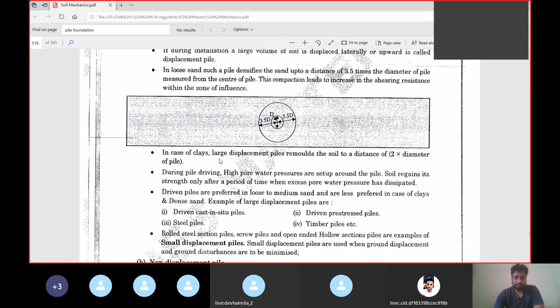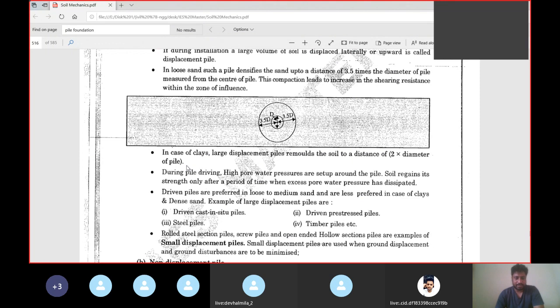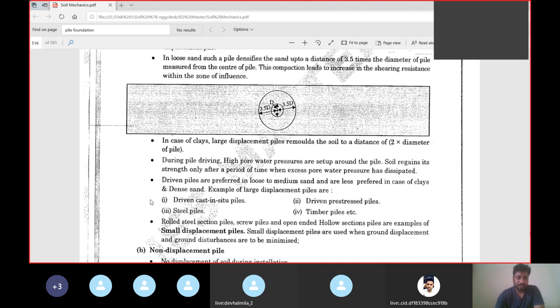In case of clays, large displacement piles remold the soil to a distance of twice the diameter of piles, right? So in case of clays, the pile will densify the soil up to twice the diameter of the pile shaft. But in case of sand, it will densify up to 3.5 times the diameter of the pile. So these 2 points you must remember, right?